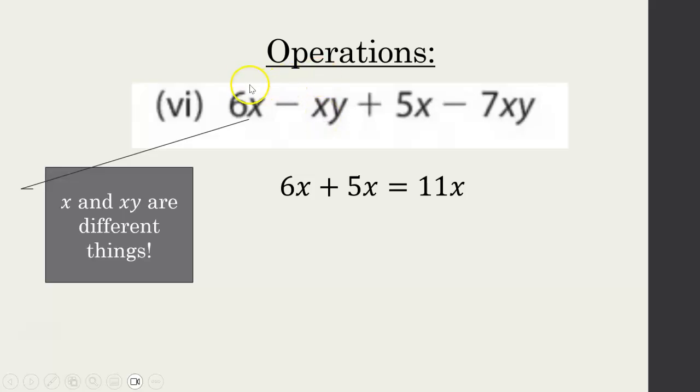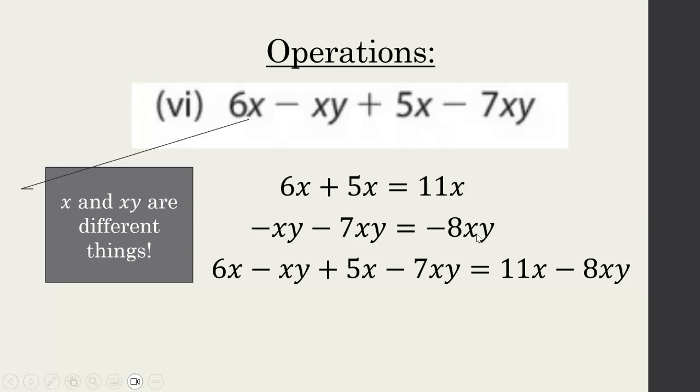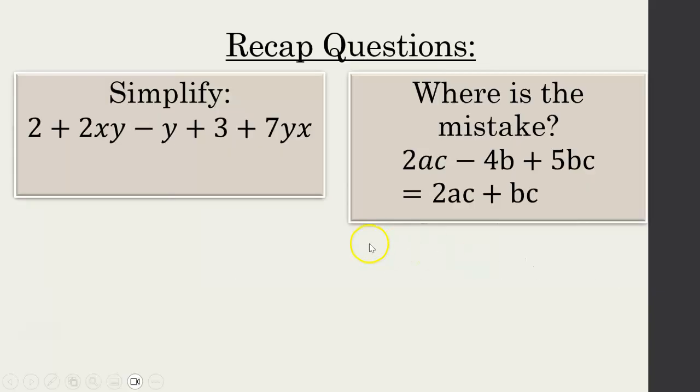So I'm going to add my x's. 6x plus 5x, that's 11x. Then I'm going to add my xy's. So I have minus xy minus 7xy. So I have minus 1 xy minus another 7 xy. So if I have minus one thing and I minus another 7 off it, it'll be minus 8 xy. So the final answer, if I simplify this, it would be 11x minus 8xy. So here are some recap questions. Simplify, make this smaller, and find the mistake over here.